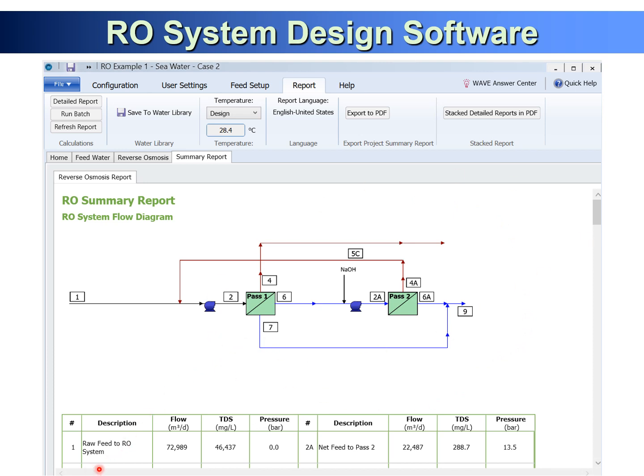So raw water feed to the RO system, flow rate is 72,000 cubic meters, TDS 46,000 milligram per liter, and this is the 2A position. And what's the position 4, 6, 7, what's the different flow, TDS, pressure and flow, can be obtained.